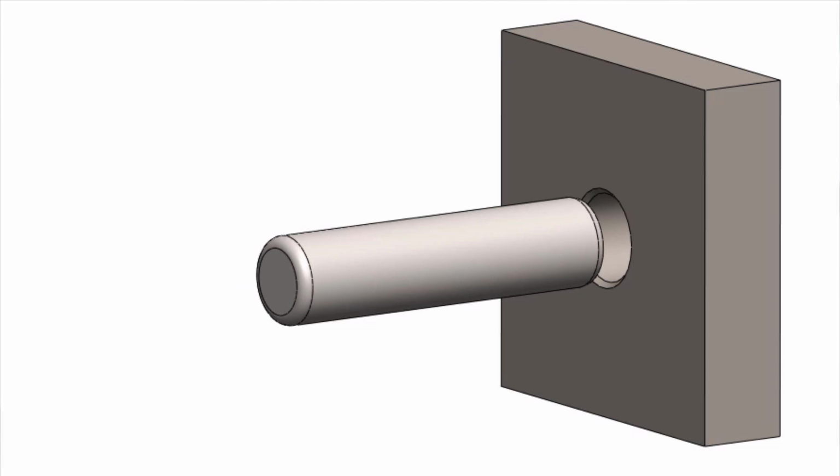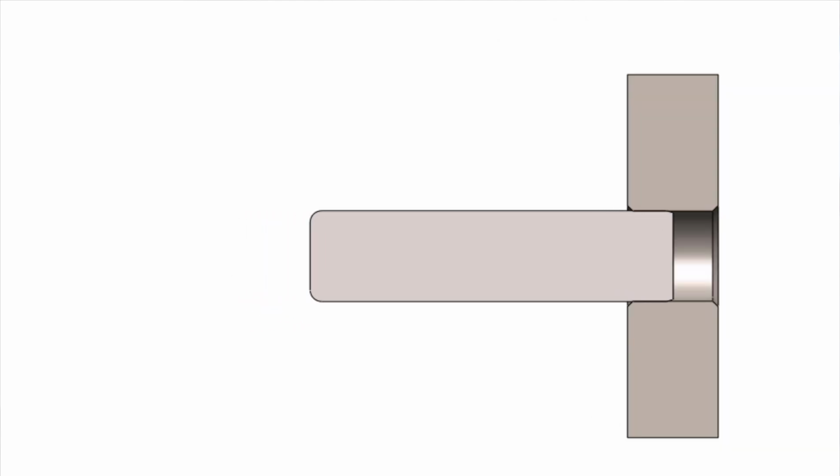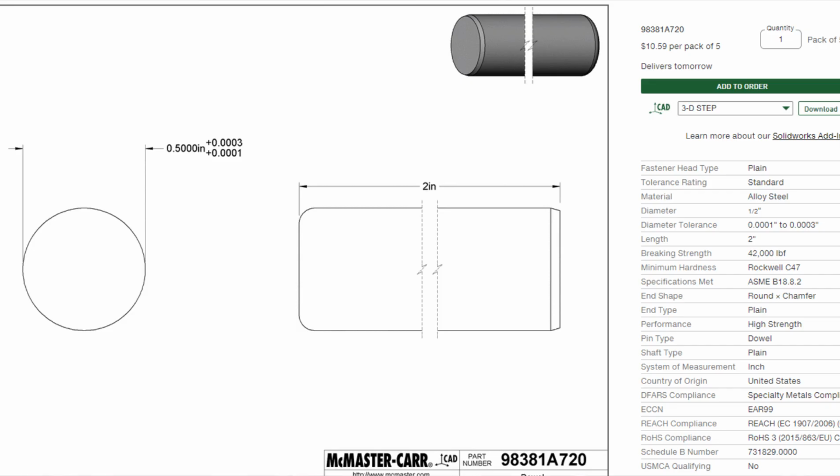Here, we have a simple scenario where a purchased dowel pin is press fit into a plate. The dowel pin in our example is a purchased pin from McMaster-Carr, who provides the associated dimension and tolerances with said pin. However, as the designer, the question still remains, what should be the size and tolerance of the hole in the plate? The dowel pin spec sheet provides both the nominal outside diameter and the tolerance of the pin. Here, the pin has a nominal diameter of 1/2 inch, with a tolerance of plus 1/10,000 to plus 3/10,000.